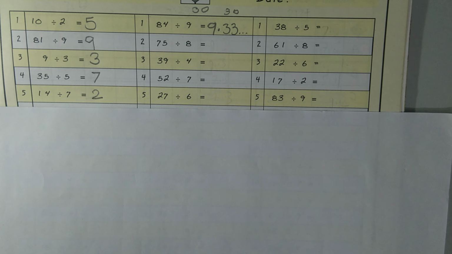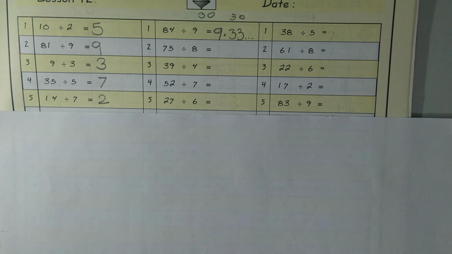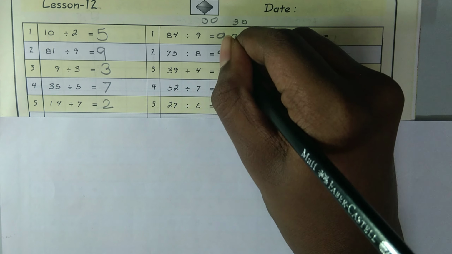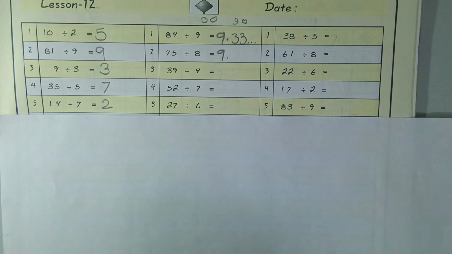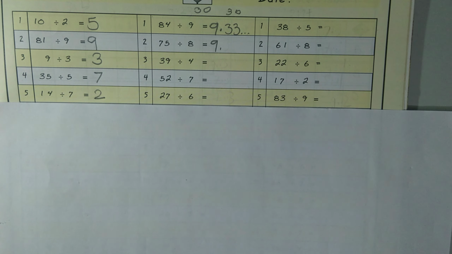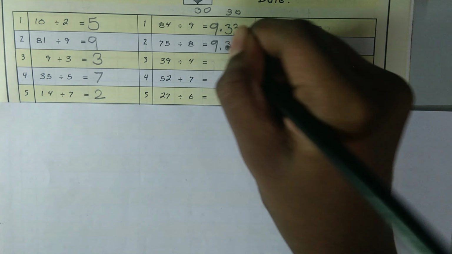Now let's do the next problem, which is 75 divided by 8. 8 into what is closest to 75? And it should be lesser than 75. 8 into 9 is 72, which is lesser than 75. So we can write 9. And again our remainder is 3. So we have to keep a 0 beside 3, and it will become 30. Now 8 threes is 24 and it is closest to 30.